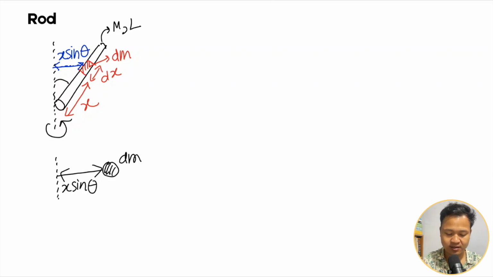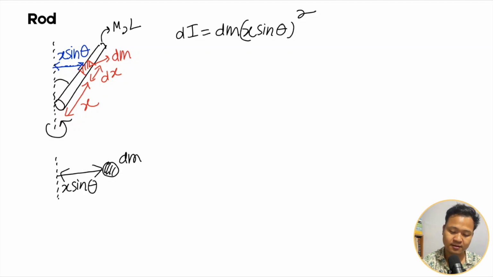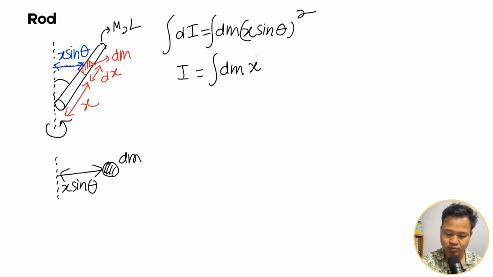The moment of inertia of the small mass, small dI, is equal to dm into r square, and r here is x sine theta the whole square. Is that clear? So integrate both sides. I will have I equals the integration of dm into x square into sine square theta.